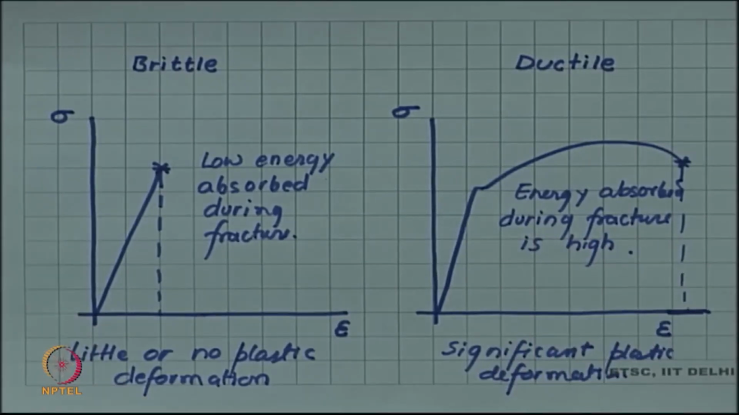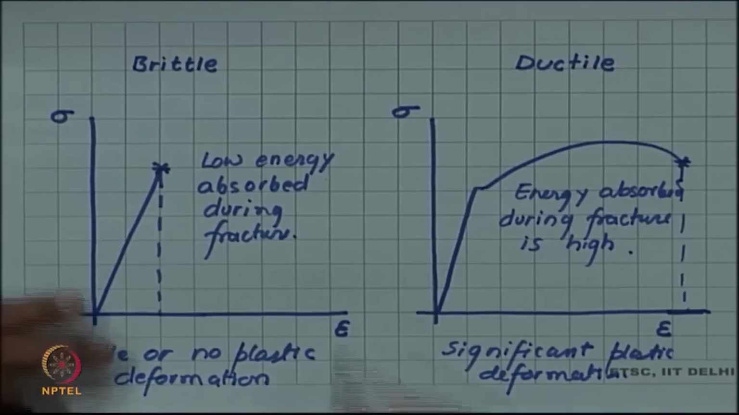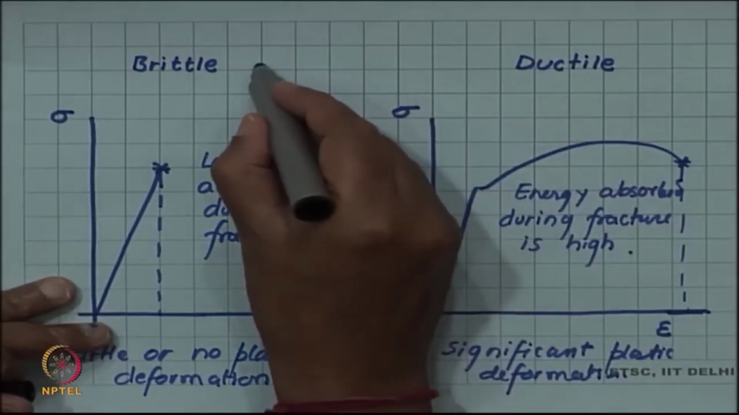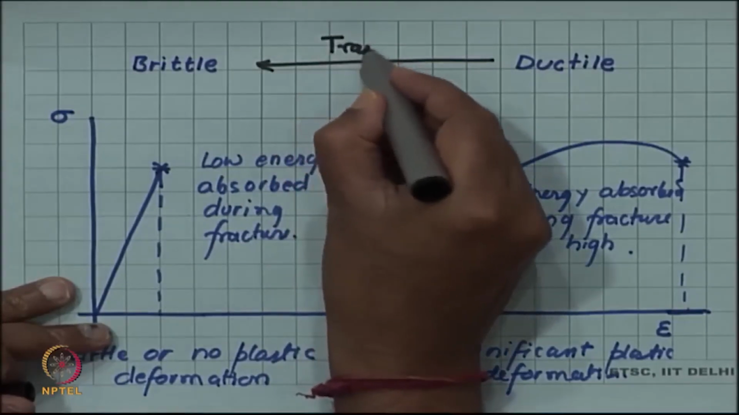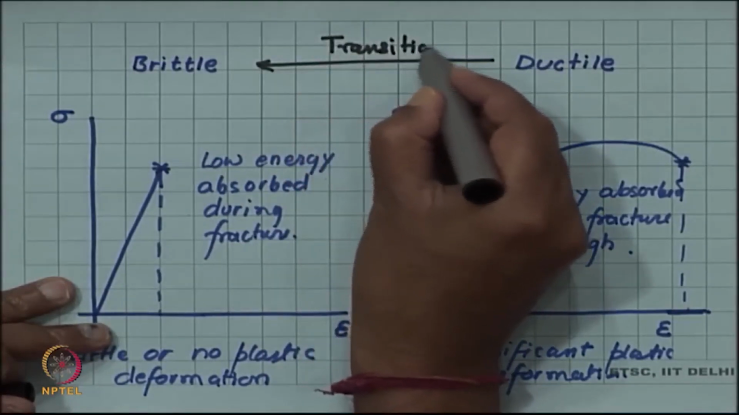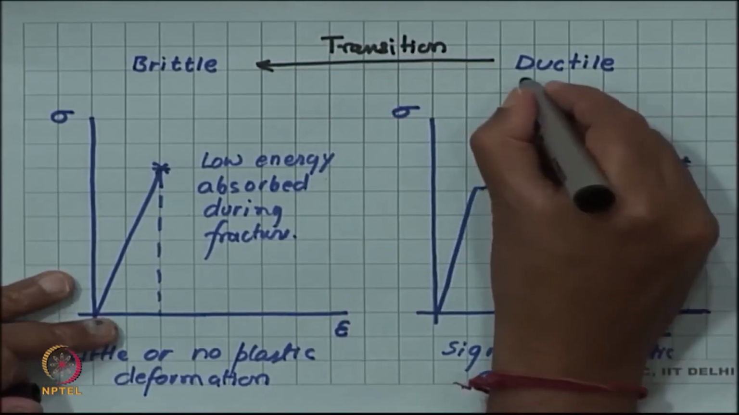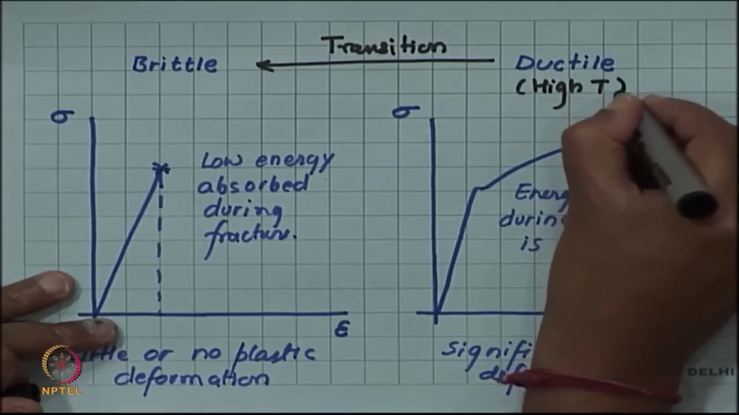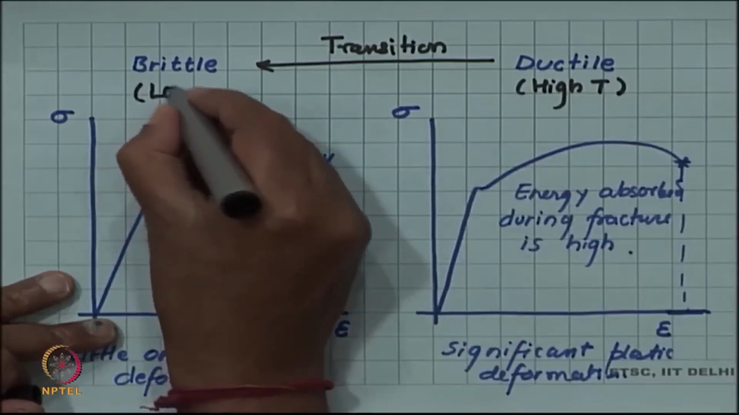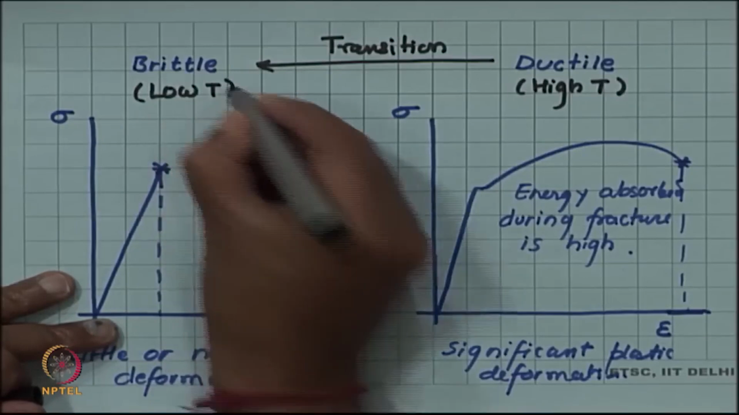Sometimes it so happens for some materials that a material which is ductile at a higher temperature may become brittle at a lower or room temperature. So, there may be a transition from ductile to brittle behavior, where ductile behavior is normally at higher temperature and brittle behavior is at a lower temperature.